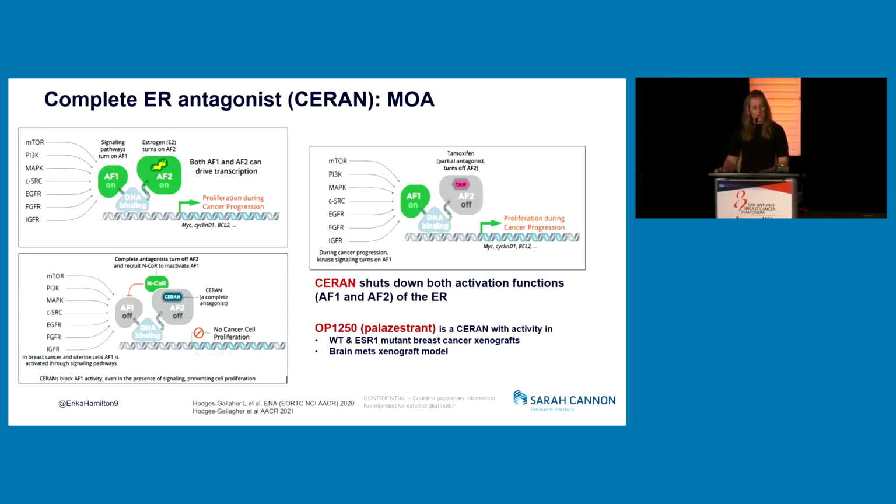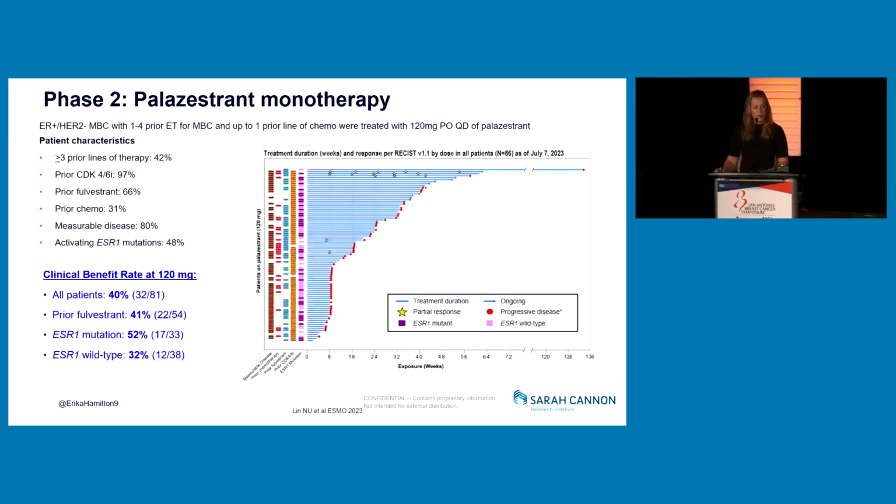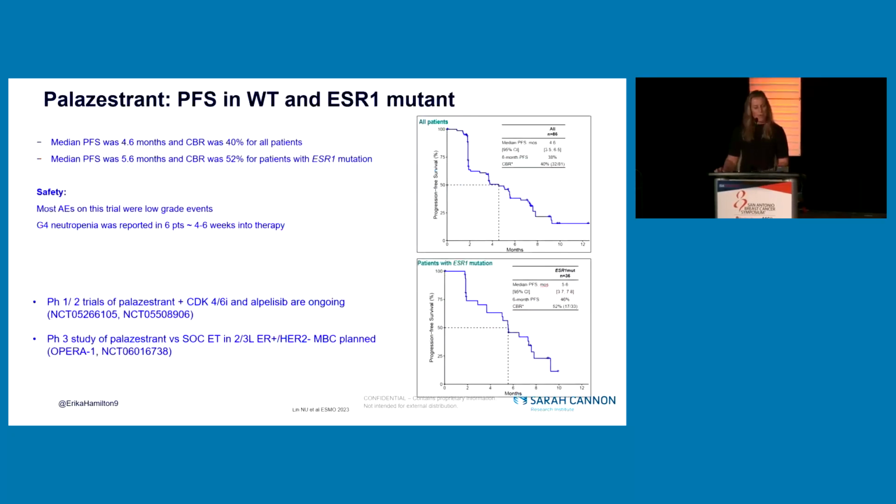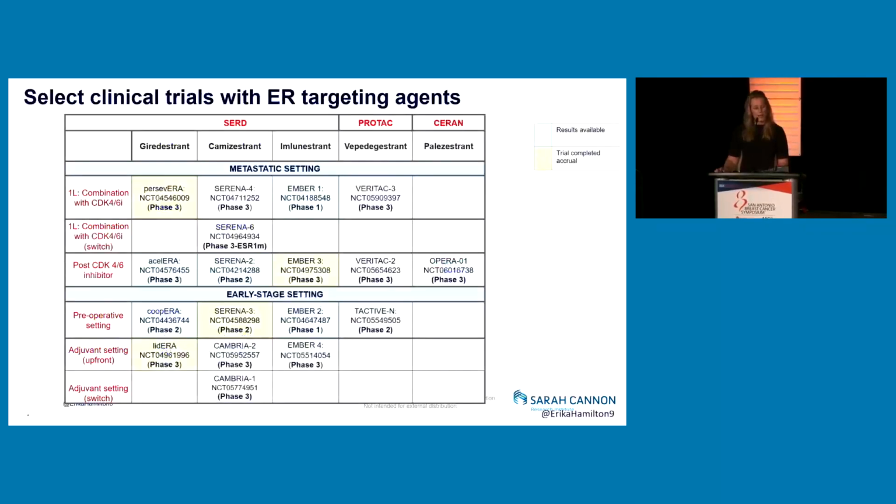This is the CERAN. This was already talked about a little bit. It's essentially a complete estrogen receptor antagonist and a degrader, so it not only turns off activating function 1, but also 2. And you can see a similar activity with the same number that we keep repeating in a phase 1 trial of a clinical benefit rate of about 40%. Again, this is a heavily pretreated population with almost half of patients having at least 3 prior therapies. And again, we see activity in wild type as well as those that have ESR1 mutations. We do see progression-free survival about a month longer among those patients that have ESR1 mutations.